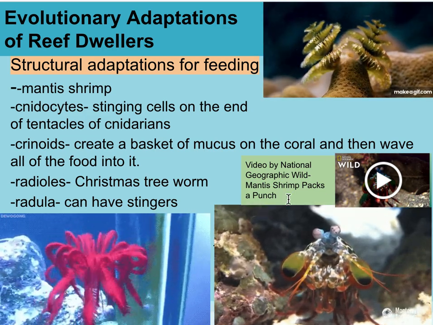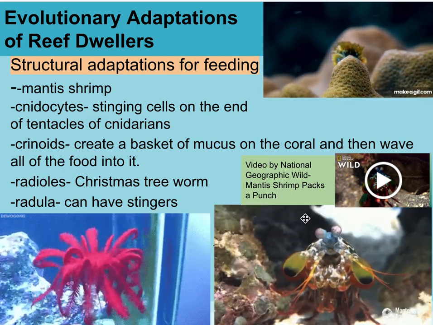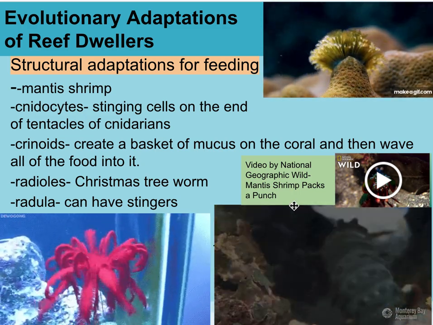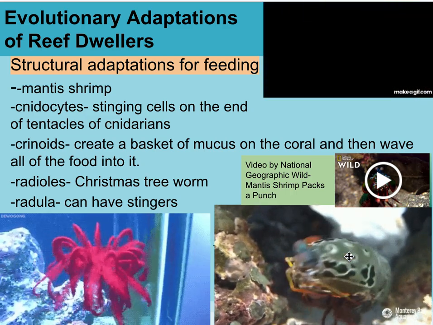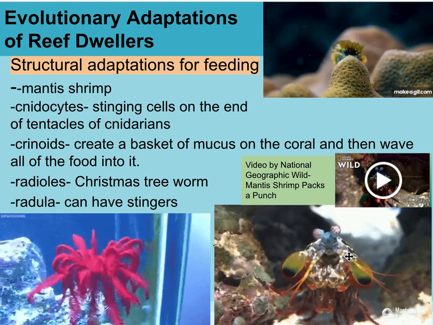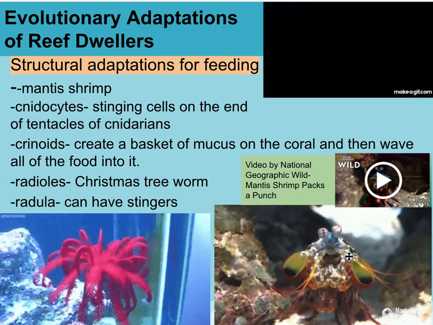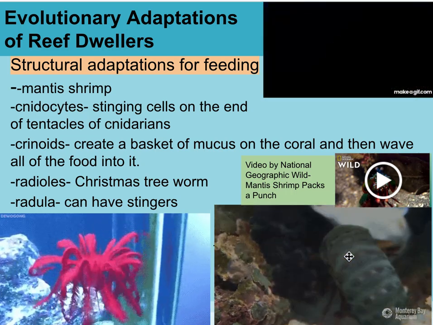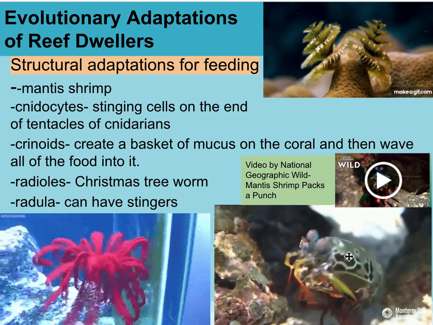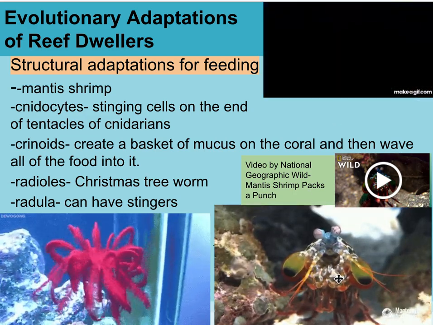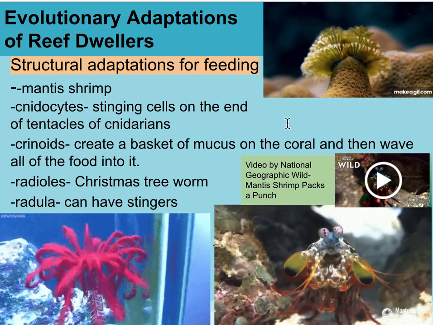There's different adaptations for feeding on the reef. I highly recommend you check out this video called the National Geographic Wild Mantis Shrimp Packs a Punch. It is a shrimp that hits its prey so hard that the water surrounding its punch will temporarily turn the temperature of the sun. It actually gives off a slight amount of light and creates air bubbles behind it. It's kind of crazy. Obviously, anything it hits dies.